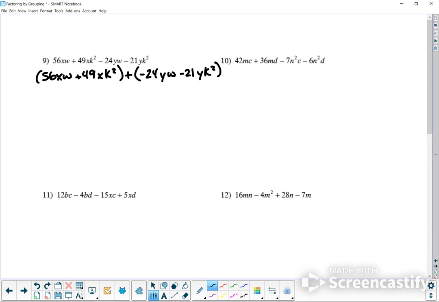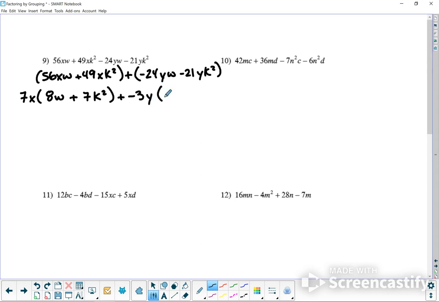Okay. 56 and 49, I can take out a 7, factor a 7, and factor out x's. So 56 divided by 7 is 8. Sorry, 8w. Plus, and 49 divided by 7 is 7. Take out the x, and you will be left with k squared. Plus, negative 24 and negative 21. I think I have 3 in common, so minus 3, and they both have y, so factor out the y.